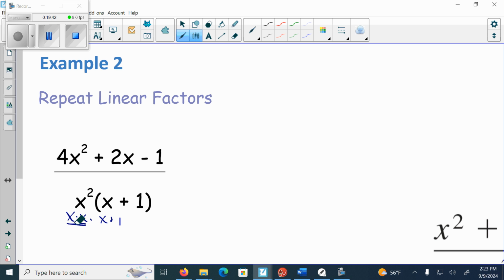You with me? So when I go over here to write it, I'm going to start off as A over x. This is a trick. Now I'm going to do B over x squared plus C over x plus 1.